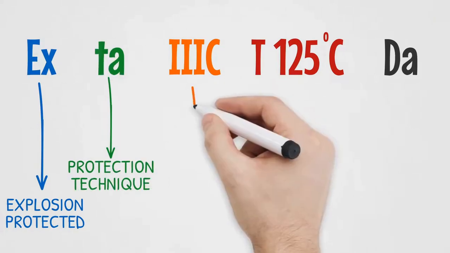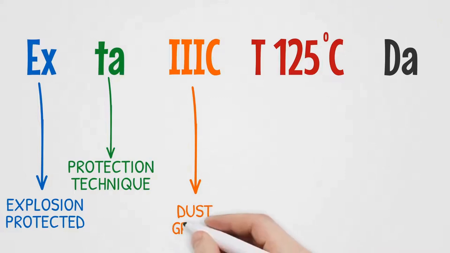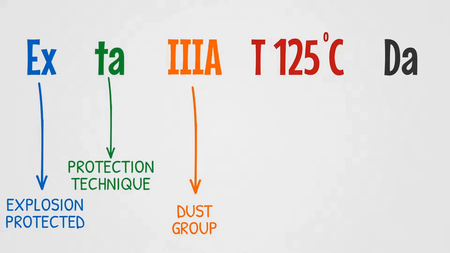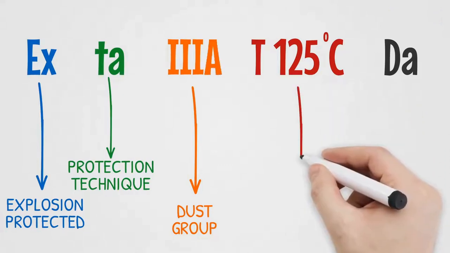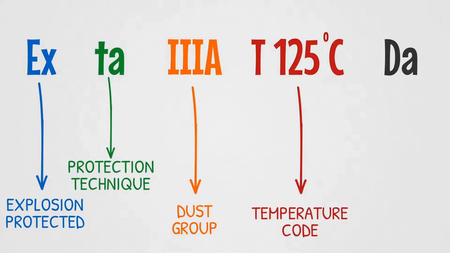The 3C part of the marking indicates the type of hazard present in the environment where the device will be installed. Dusts in the zone system are all in Group 3, further defined as 3C, 3B or 3A as we described earlier. The next part of the marking indicates the temperature code of the device. Temperature code refers to the maximum temperature the electrical apparatus might attain under normal operation or fault conditions, depending on the protection technique used. For dust explosive marking, temperature code is shown as a temperature value in degrees Celsius. In our example, T125C shows the maximum temperature of this device is 125 degrees Celsius.